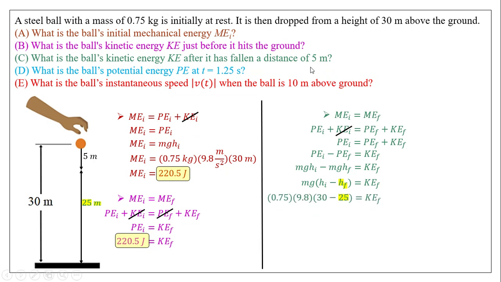So it's important that you don't just use values given in the statement. You actually have to know what you need. In this case, I need HF. HF is measured from ground up, ground up in this case being 25 meters. My HI is 30. So as you can see here, it's plug and chug time. 0.75 times 9.8 times 5 will give you about 36.75 joules. So KE is about 36.75 joules after 5 meters of fall.